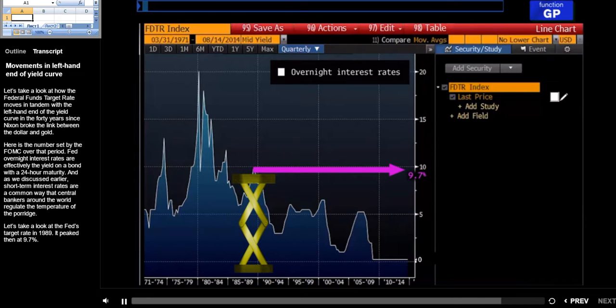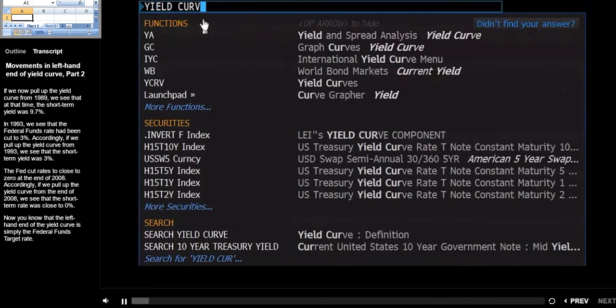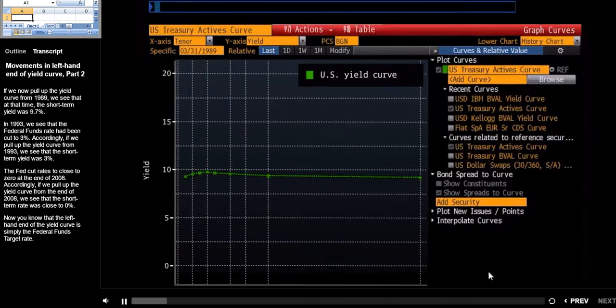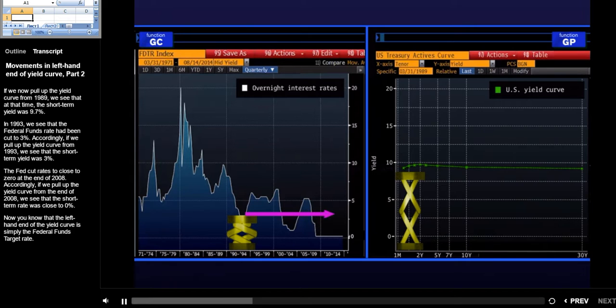It peaked then at 9.7%. If we now pull up the yield curve from 1989, we see that at that time, the short-term yield was 9.7%. In 1993, we see that the federal funds rate had been cut to 3%. Accordingly, if we pull up the yield curve from 1993, we see that the short-term yield was 3%.